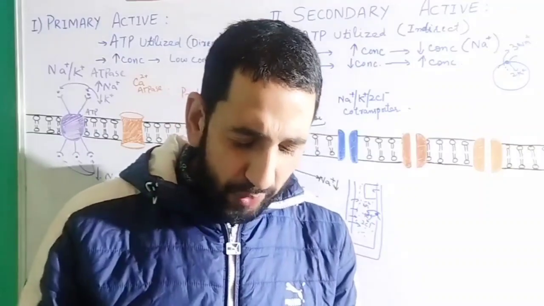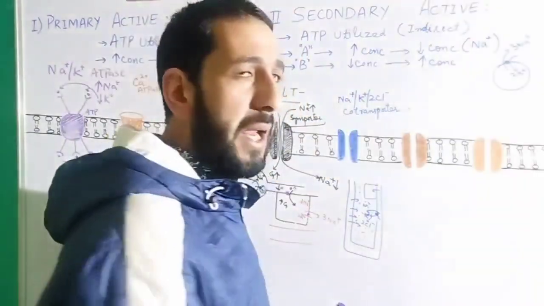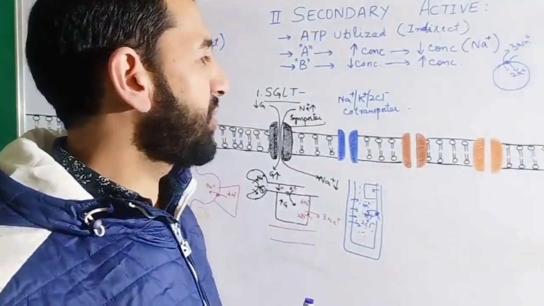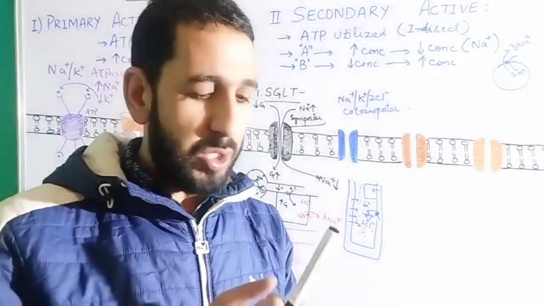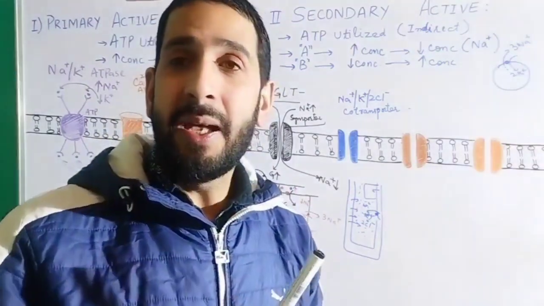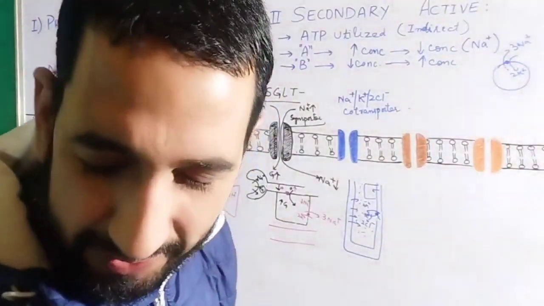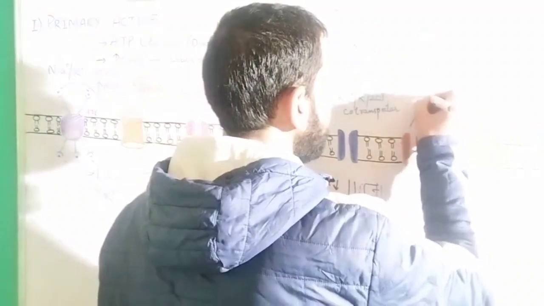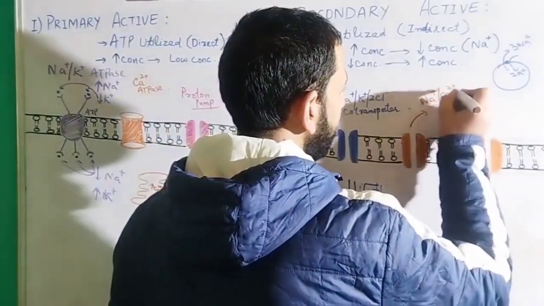Right. Now we have another thing that is called the sodium calcium exchanger. That sodium calcium exchanger is particularly present in the muscle cells. I'm very sorry, I forgot that. So that is present in the muscle cells. So we have the sodium calcium exchanger.